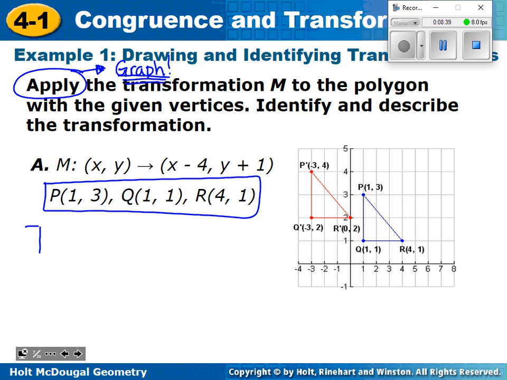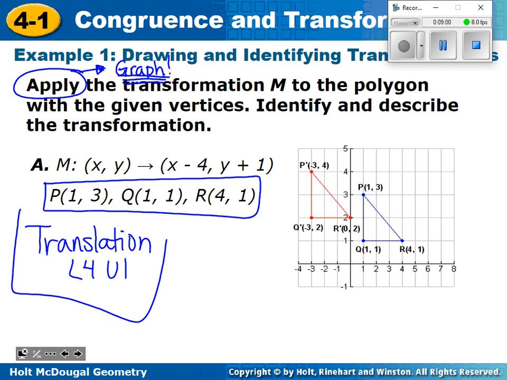It's a translation. Without graphing it, you should already know this is a translation because we learned it in chapter 1. And what is the translation going to do? What's the description? Left 4, up 1. So you're going to say translation, left 4, up 1. That's your description. So you identified and described it. Okay, you do not need the graph to know that right now. You should be able to look at the rule and automatically know that. By the end of the day today, you should be able to recognize by any rule what the transformation would be without having to graph it.